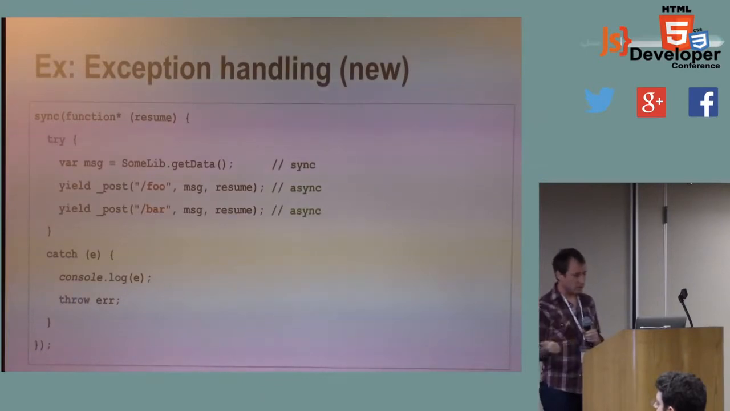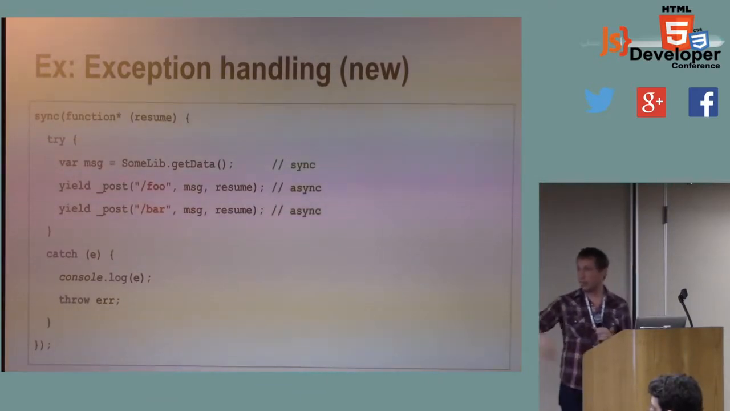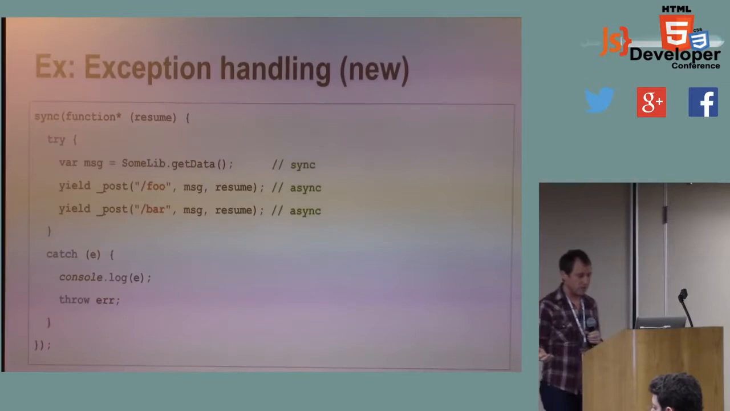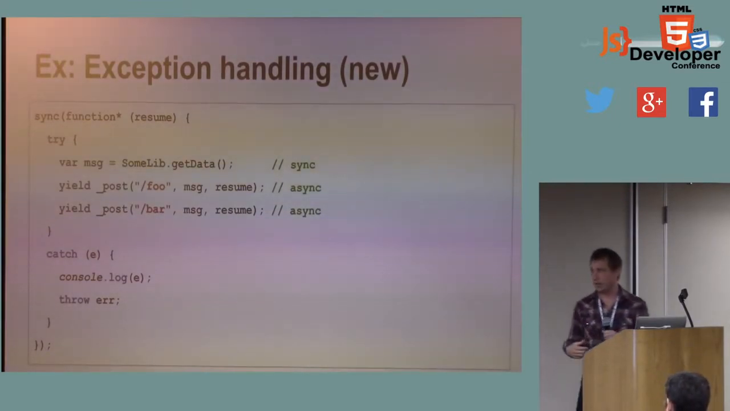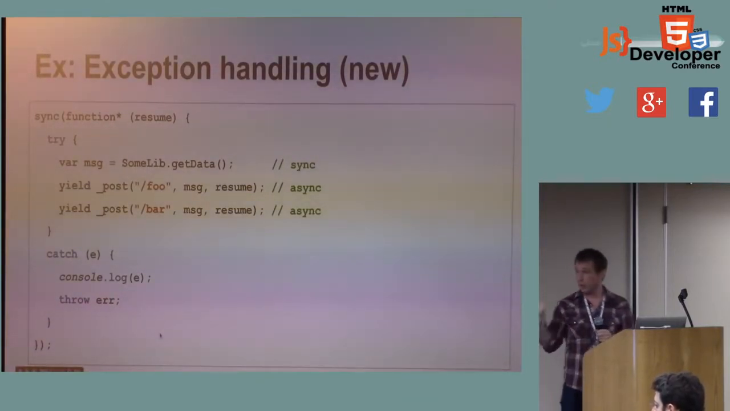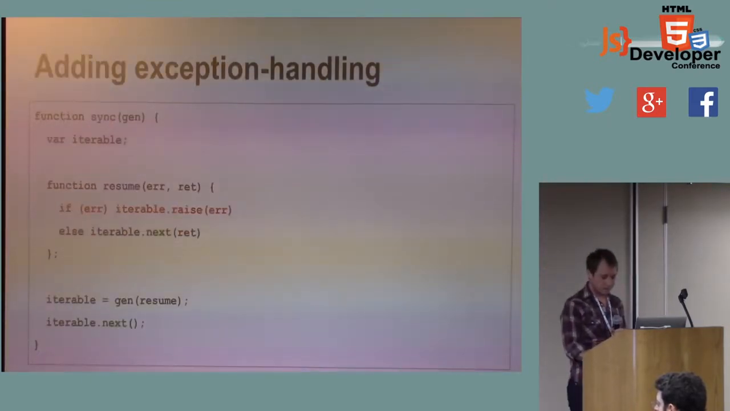Now, in this example, we're using try-catch to catch not only errors that are raised due to something being thrown in a synchronous operation, but we can also use this stuff to catch errors that are the result of an asynchronous operation. So yield post foo, yield post bar, those are both asynchronous operations whose callback is this resume function that the sync library has implemented.